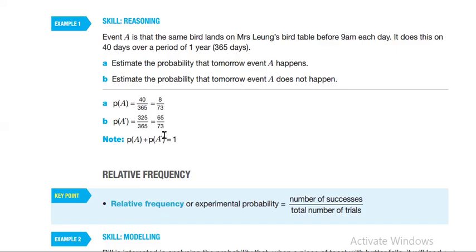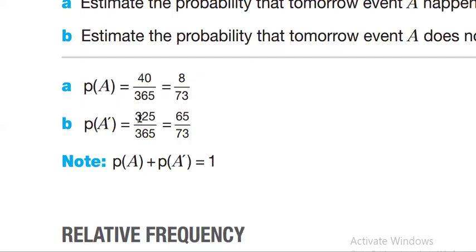So once you find the probability of an event happening, the other probability, which is that the event doesn't happen, you just have to subtract it from 1. So you say 1 minus 8 over 73, it will give you 65 over 73. Because the rule of probabilities is that the sum of all probabilities will always be 1.